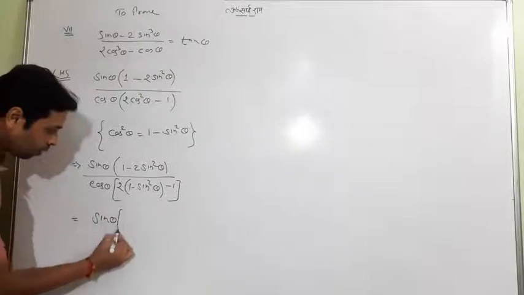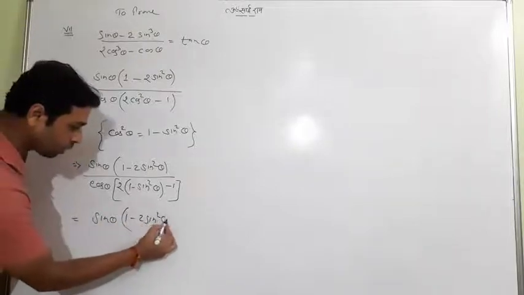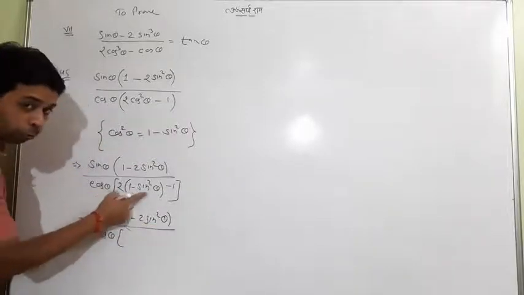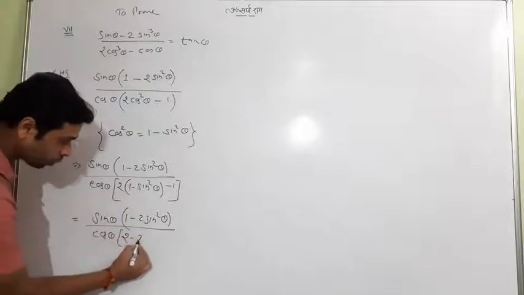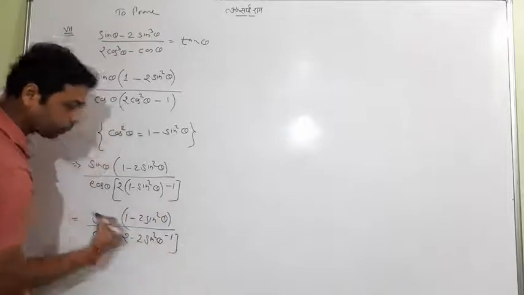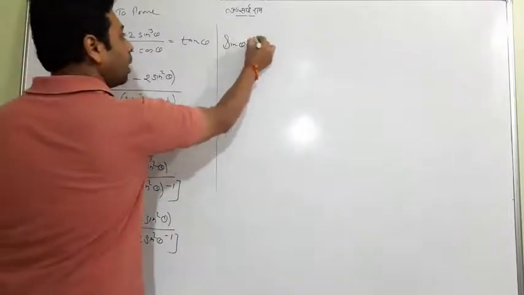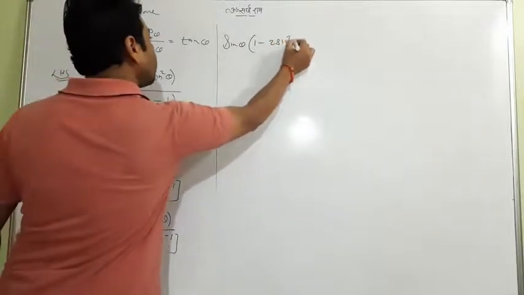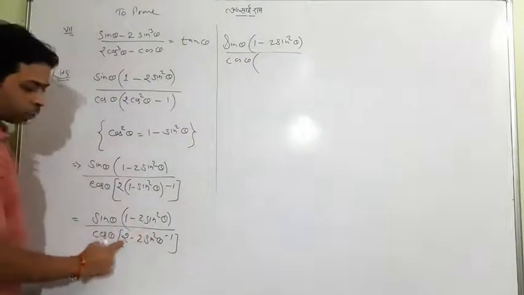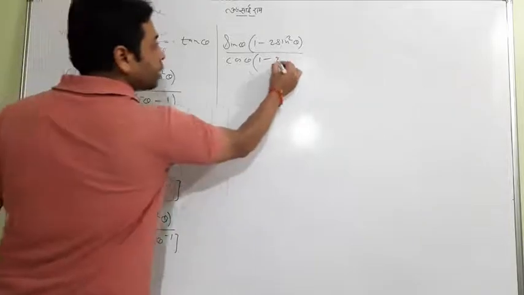Now what will happen? Sin theta (1 minus 2 sin square theta), copy, upon cos theta. Now multiply the 2 in the bracket, it is 2 sin square theta, and minus 1. What remains next? This is sin theta into (1 minus 2 sin square theta) upon cos theta. Look at the term: 2 minus 1 means 1, and minus 2 sin square theta is a copy.